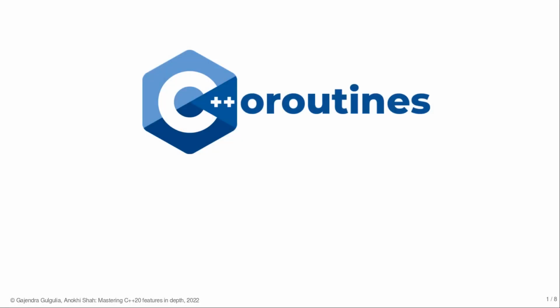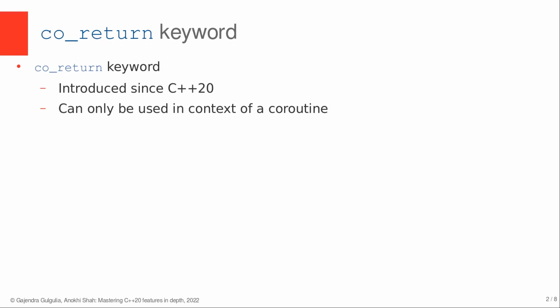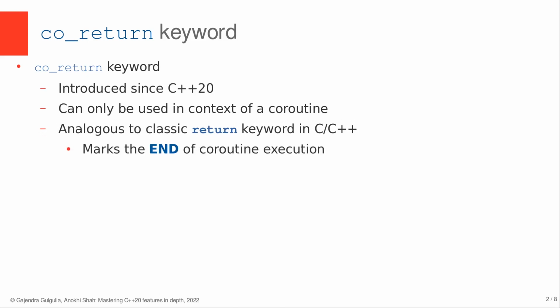In this and next lecture, I will discuss coroutines with the co_return statement. The co_return keyword, just like co_yield and co_await, is also a new addition in C++20 and can only be used in the context of coroutines. They are analogous to the classical return keyword appearing in functions in C and C++. That is, co_return marks the end of coroutine execution.